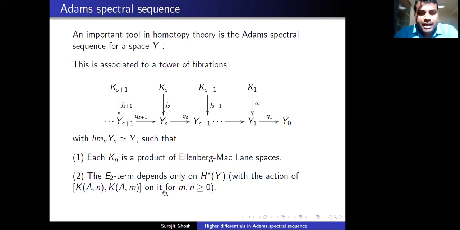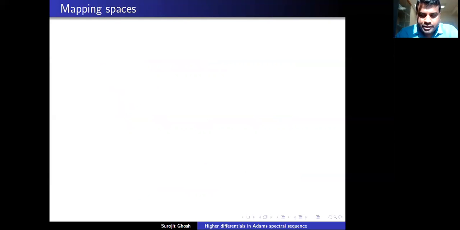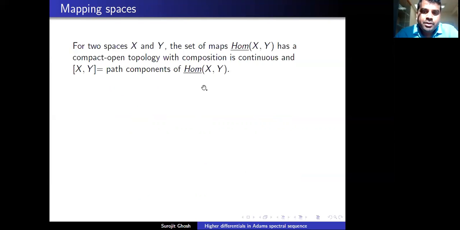The right choice to understand these things is the mapping space construction. So let me recall a little bit about mapping spaces. For any topological spaces X and Y, we can talk about the set of maps from X to Y, and it has an inherited topology coming from the compact-open topology. The crucial point is that under this topology, composition is continuous, and this part is crucial to analyze this kind of object. So we start with topological spaces, and we get another topological space.